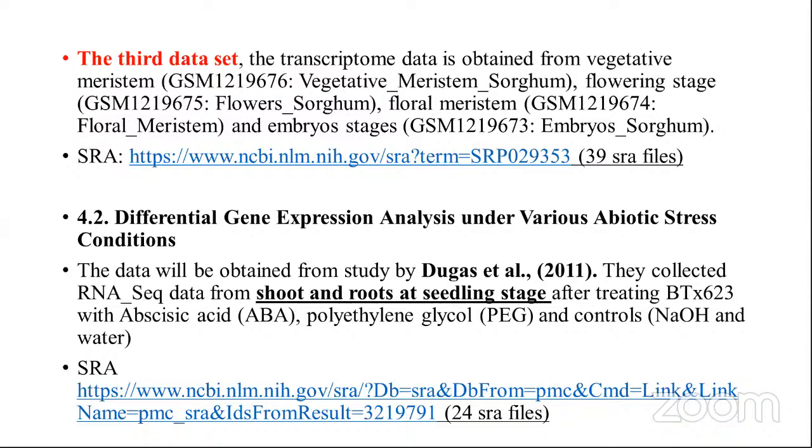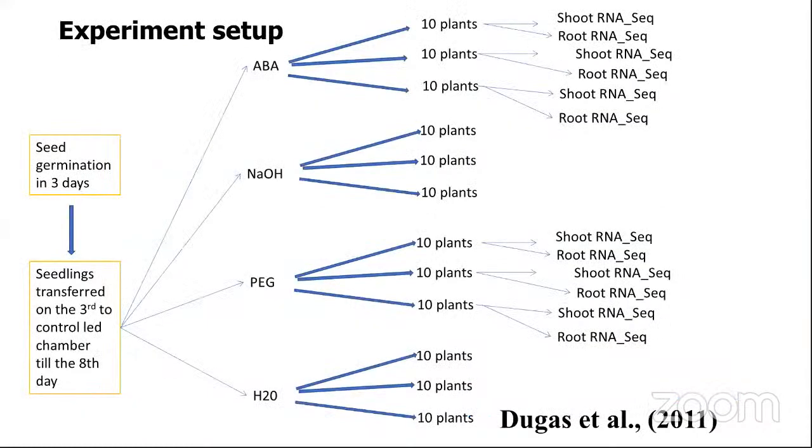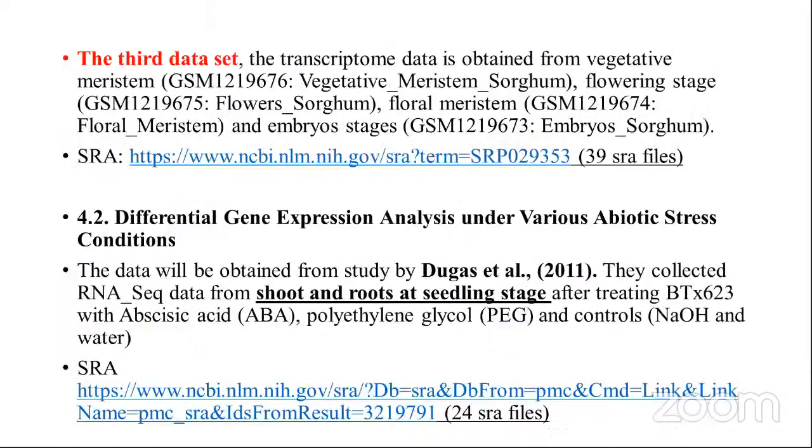And the data was obtained from Douglas et al. 2011, where SRA sequence data was collected at seedling stage from shoot and roots under four different treatments. The presentation will mainly provide analysis for subsection two, which is 4.2.